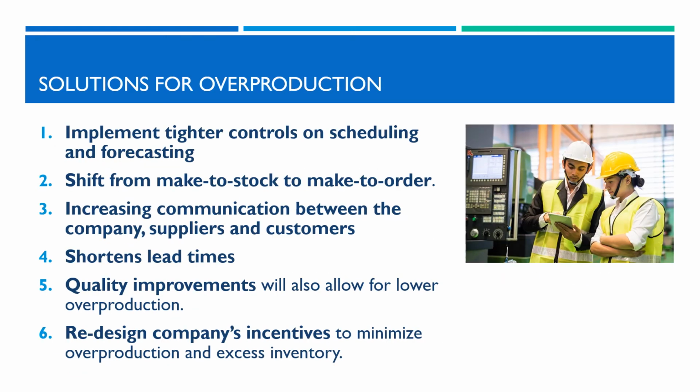Here are some typical solutions for overproduction. Organizations can implement tighter controls on scheduling and forecasting, or shift from make to stock to make to order. They might also increase communication between the company, suppliers and customers, and aim to shorten lead times. Quality improvements will also allow for lower overproduction. And finally, redesign of the company's incentives to minimize overproduction and excess inventory can stimulate significant change.